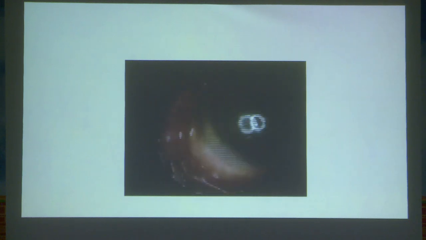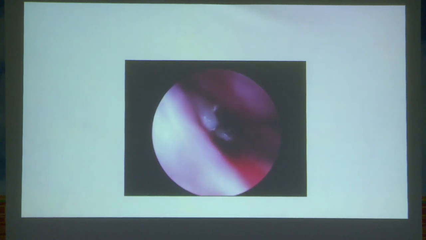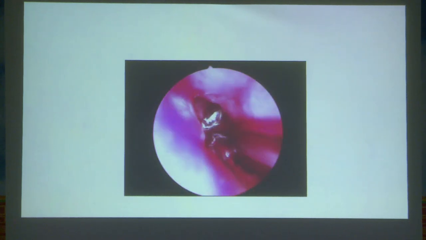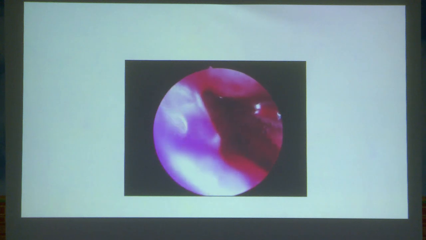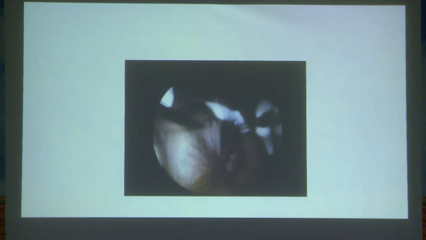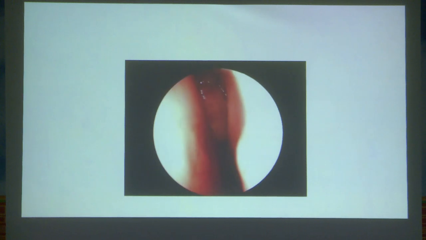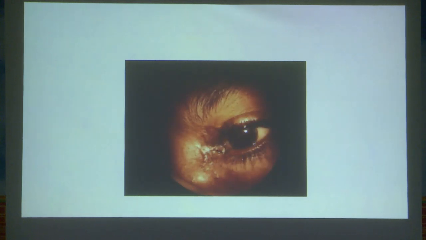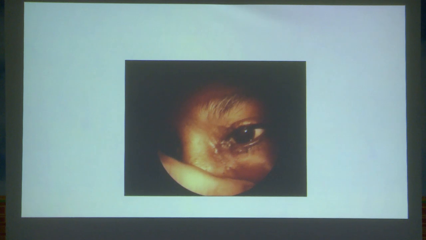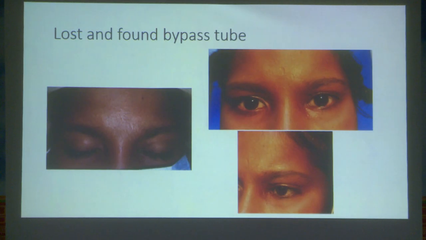But just one glance with the endoscope helped us in retrieving the tube and replacing it with a properly sized one. So this is how we retrieved it and replaced it with a proper sized tube. And this is the video at the final follow-up of 1 week, where the tube is snugly placed. This is how the patient looks now.